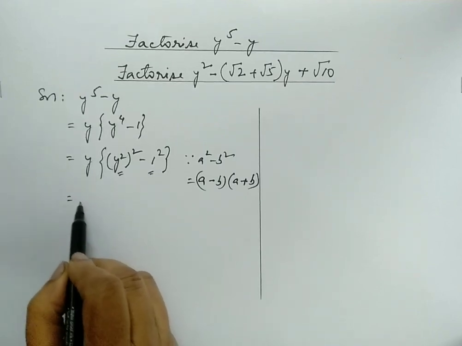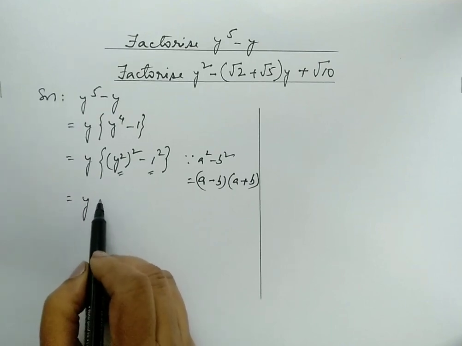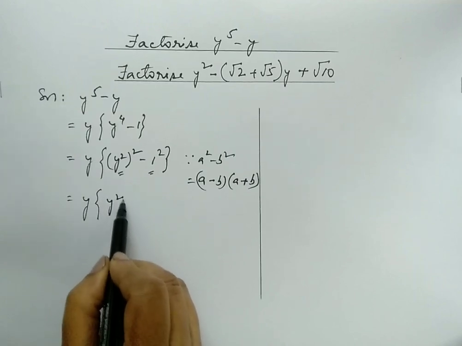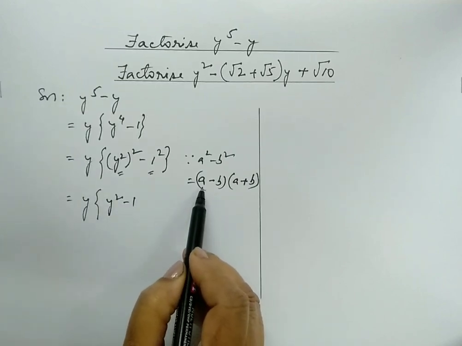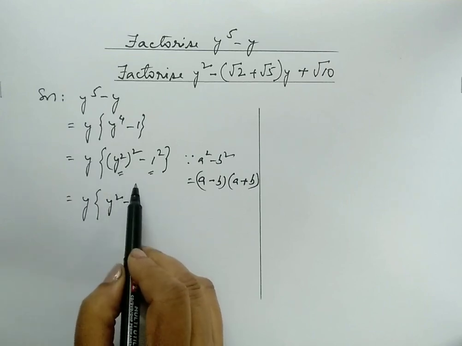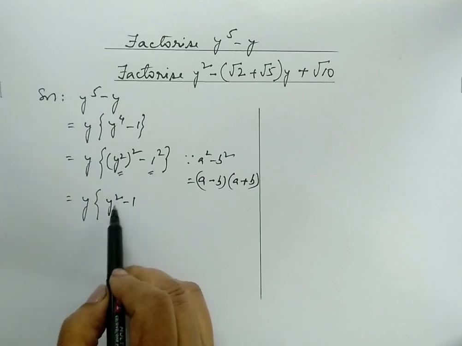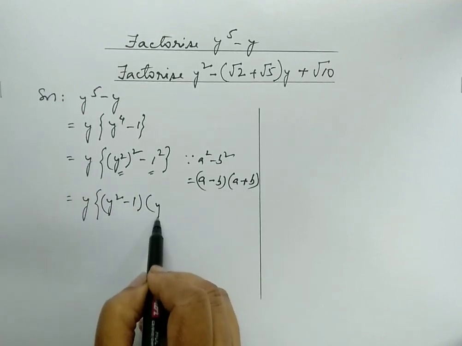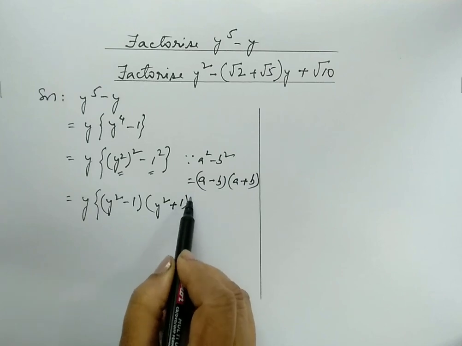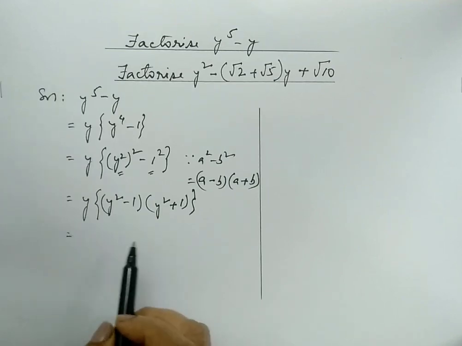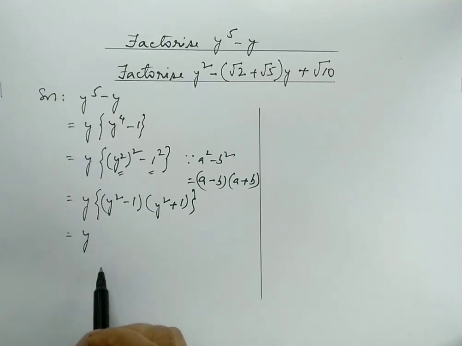So in our next move, we'll have y static as it is, but for this, y square minus 1. See, a minus b. My a is y square, b is 1. So a minus b and a plus b. Alright guys, this one. Now, what next? Now, y will be there.